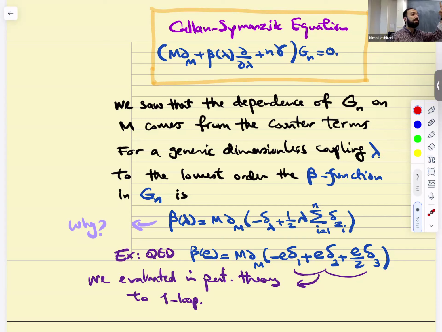What were they? Vacuum polarization, which was the 2 point function for the propagator of the photon. There was a self energy of the fermion, then there was a vertex. And then we said Ward identities tell you that two of them are the same. Remember which two?